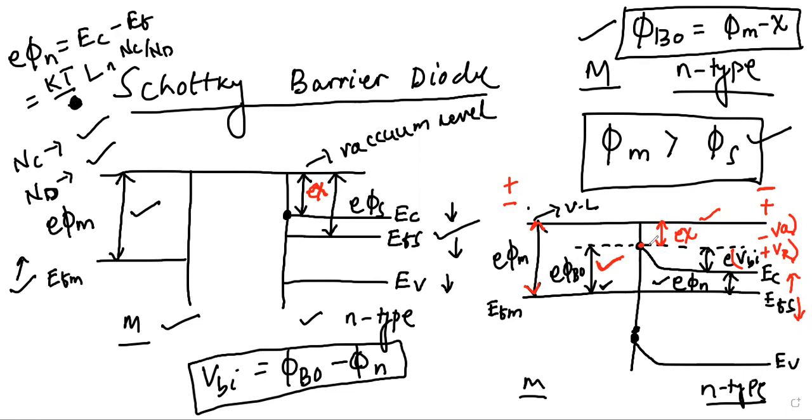So in both cases, depending upon the bias, whether it is reverse biased or forward biased: reverse biased is when the built-in potential barrier from the semiconductor to the metal increases, when the n-type is connected to the positive terminal. When the n-type is connected to the negative terminal, the potential barrier decreases from the semiconductor to the metal side, and we call it the forward bias condition. Now if I draw it for reverse and forward bias, we can show it this way.